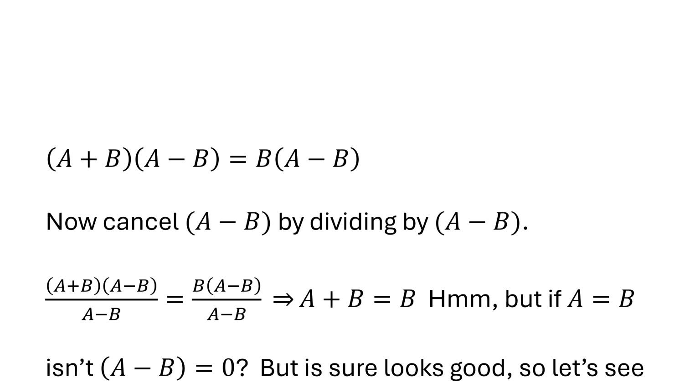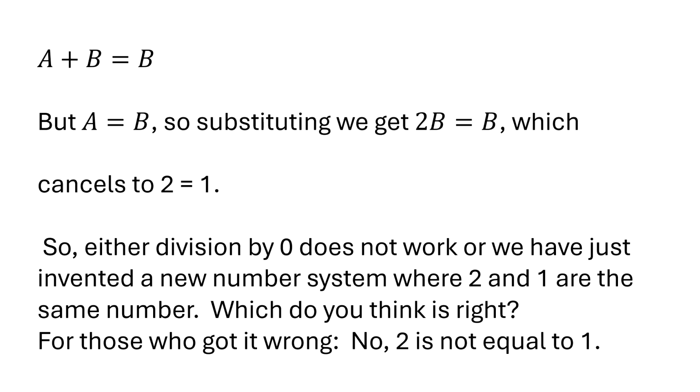But if A equals B, isn't A minus B 0? But it sure looks good. So let's go on and see what happens. Maybe it is okay. You got to prove math. You can't just accept it. So we have A plus B equals B. And we know that A and B are the same thing, so we're going to substitute. So we get B plus B equals B, or 2B equals B, which cancels down.